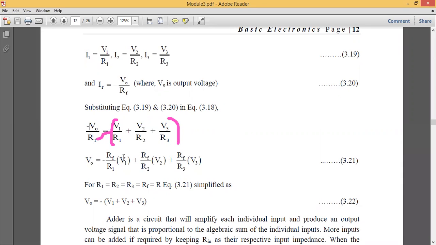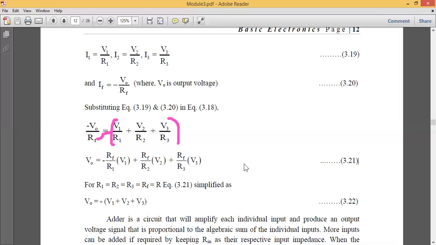Fine. So RF you have to multiply, you have to multiply the whole block. How to multiply this block? RF divided by R1 multiplied by V1, plus RF divided by R2 multiplied by V2, plus RF divided by R3 multiplied by V3. So I have just separated all the values of resistance and voltages. So it gives me equation number 3.21.